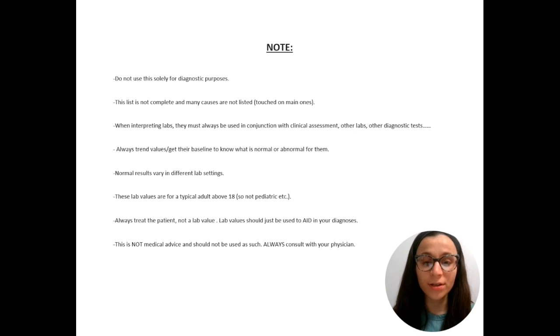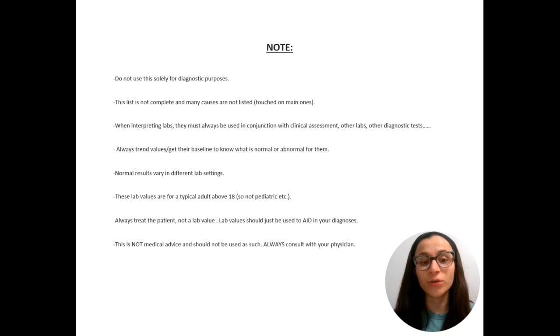Another thing you should know before we start is that normal results vary a lot. Different labs in different hospitals will have different cutoffs within the same range, so you could have a slightly different number somewhere else. Also note that these labs are for adults. This is not pediatric ranges. These are all adult, so someone above 18.